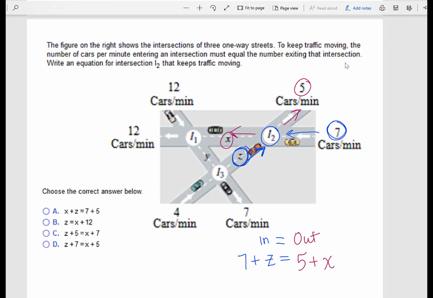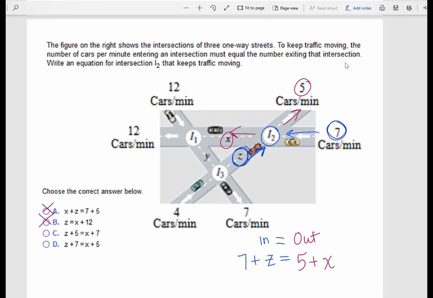Okay, so looking at the answer choices, they have x plus z equals 7 plus 5. Nope, that's not going to work. z equals x plus 12. Even if I solve for z in this equation that I have down here, I would subtract 7 to get z by itself, and that would actually give me a -2 on the right. So that's not going to be it. They have z plus 5 equals x plus 7. Super tricky because they mixed around the variables with the constants there, so be careful.